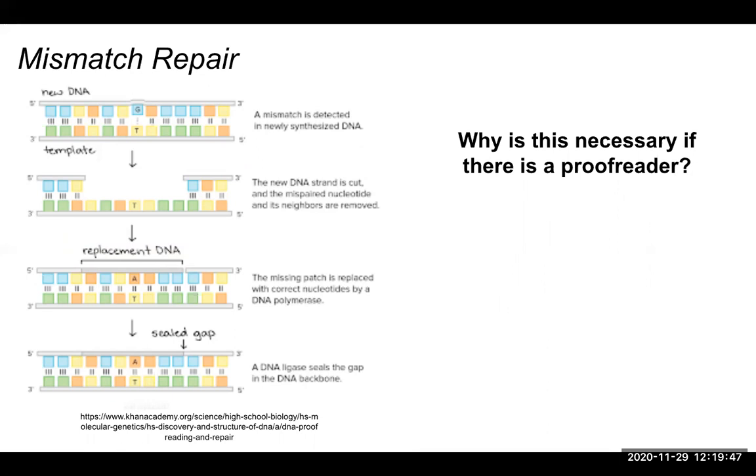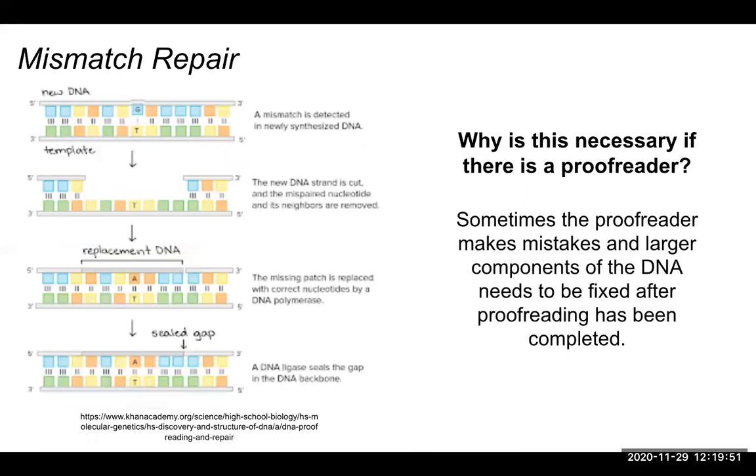Well, why is repair necessary if there is a proofreader? Sometimes the proofreader makes mistakes and larger components of DNA need to be fixed after proofreading has been completed. So when a mismatch is detected in newly synthesized DNA, the new DNA strand is cut and the mispaired nucleotide and its neighbors are removed. The missing patch is replaced with the correct nucleotide by DNA polymerase, and I always say that wrong. The DNA ligase seals the gap in the DNA backbone, so it repairs itself.